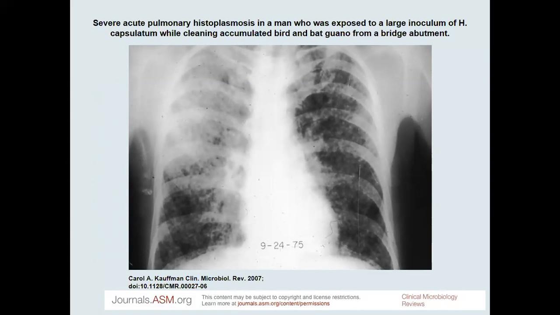There's an x-ray of someone with a pretty bad case of it. Look at how he got that. He was exposed to a large inoculum while cleaning the bird and bat guano from a bridge abutment. So he got a big dose of it, and he's got pleural effusions there. He's got fluid in his lungs, got pneumonia from histoplasma.